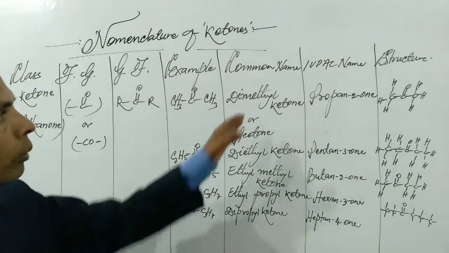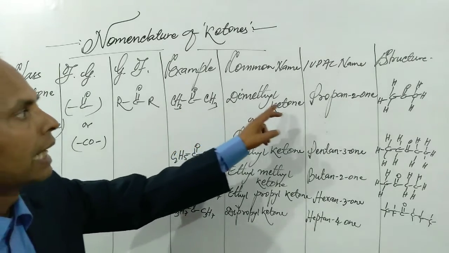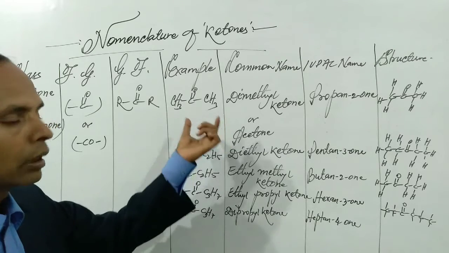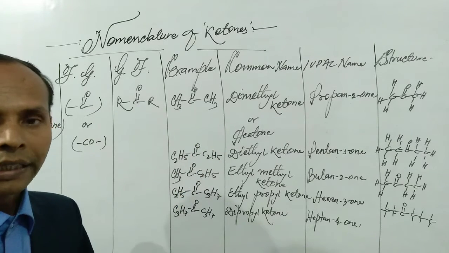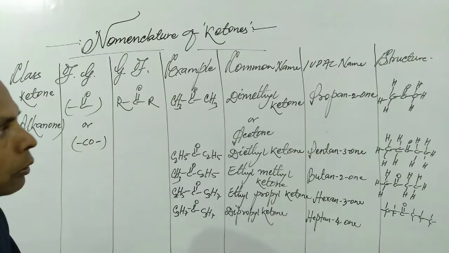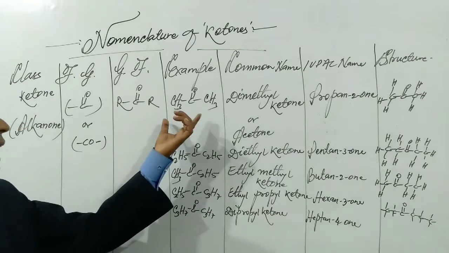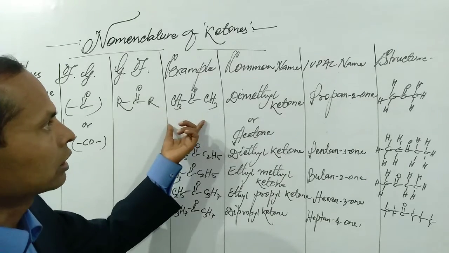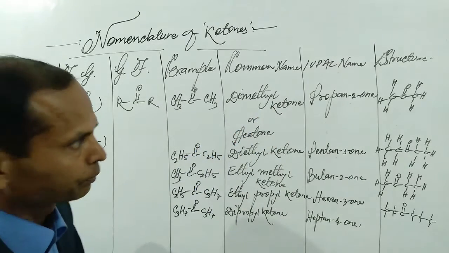So the common name of such compound is dimethyl ketone. This is methyl, this is methyl. There will be two methyl groups, and di is for 2 and tri for 3. So only two groups are possible, and the two methyl groups are the same group, that is why the name of such compound is dimethyl ketone.